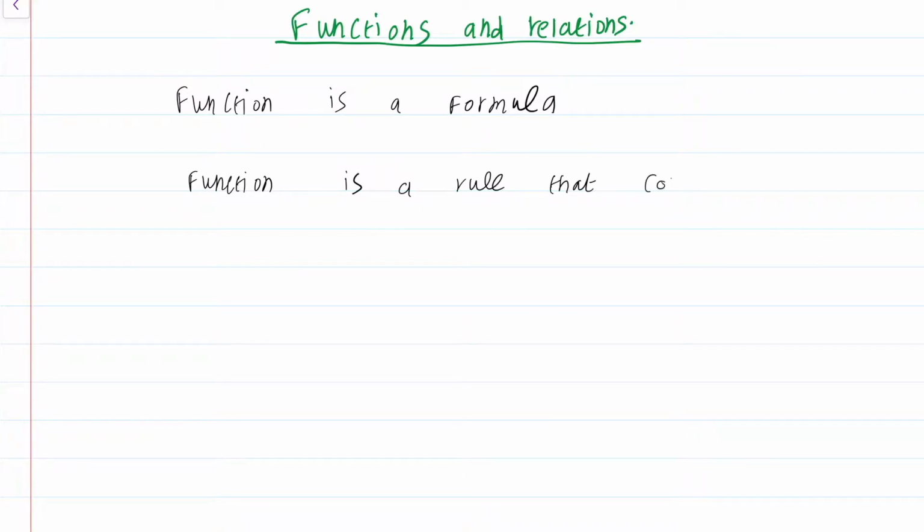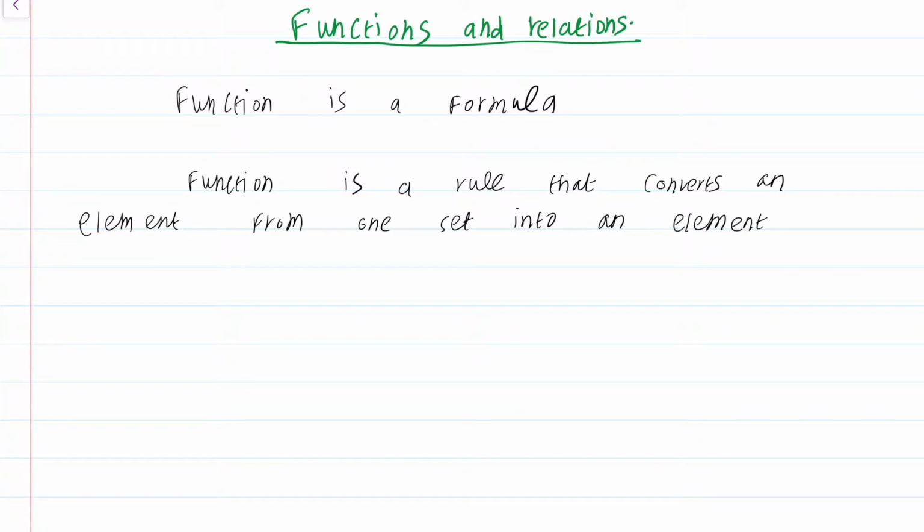that converts an element from one set into an element in another. So the best way to think of the function is as a rule. So one dynamic way to think of it is a function has an input and it transforms the input into the output. The question is, how do you make this mathematically precise?